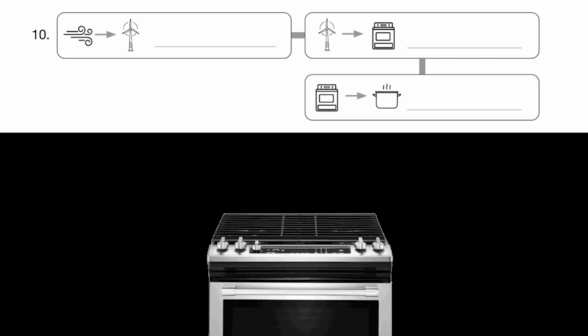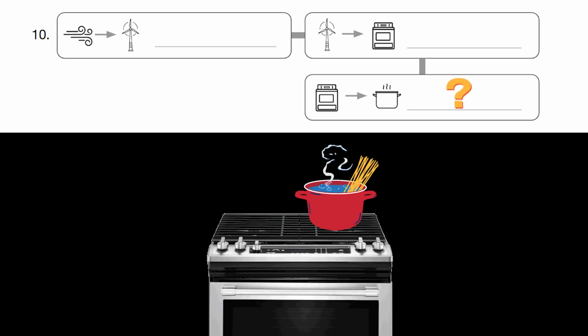Finally, we see the stove in the oven use that energy to create heat and warm up a pot of water until it begins to boil. What form of energy is being transferred from the stove to heat the pot?